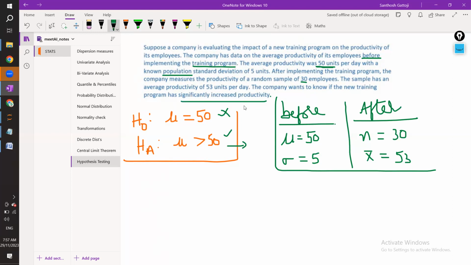If he asks whether it has decreased, I will take the alternate as less than 50. If he asks whether it has increased, I will take greater than 50. If he asks me to just check what happened, whether it has increased or decreased, I will say it is not equal to 50. Getting, guys?